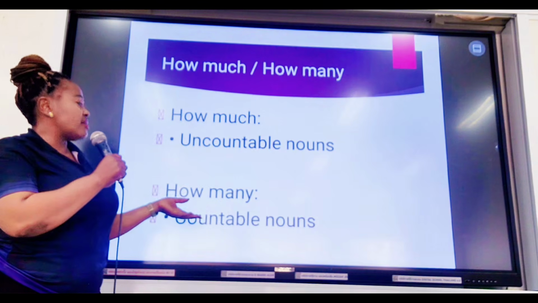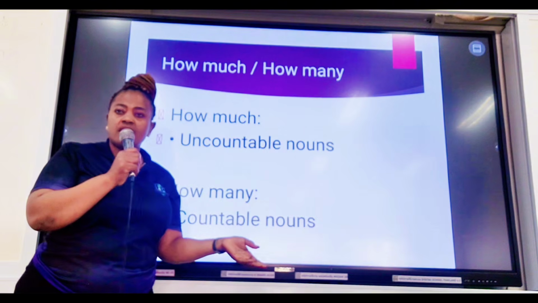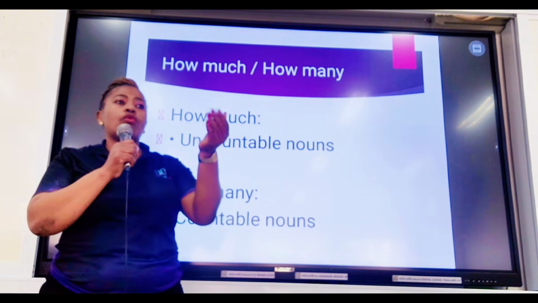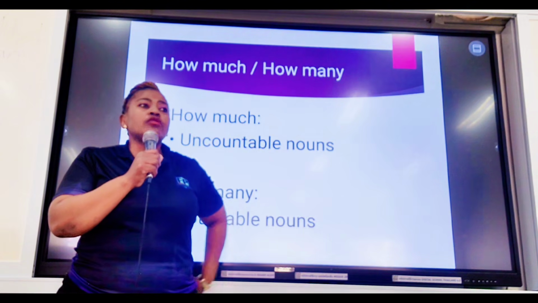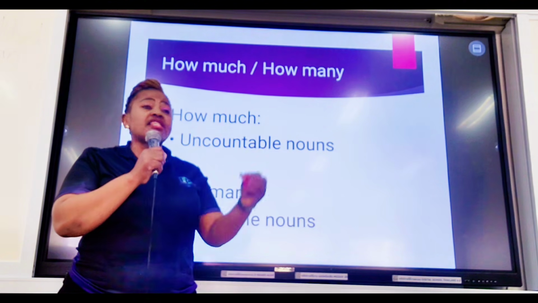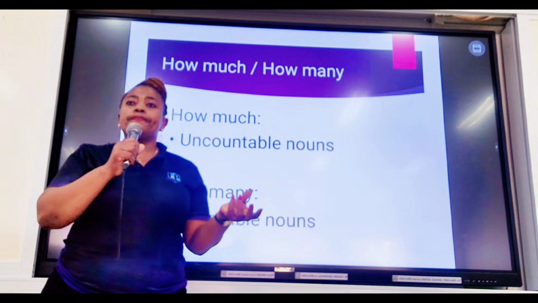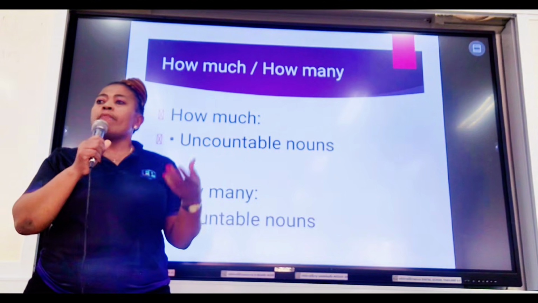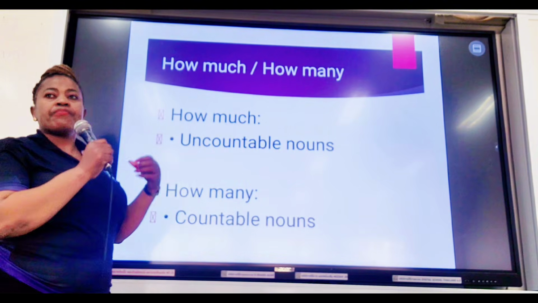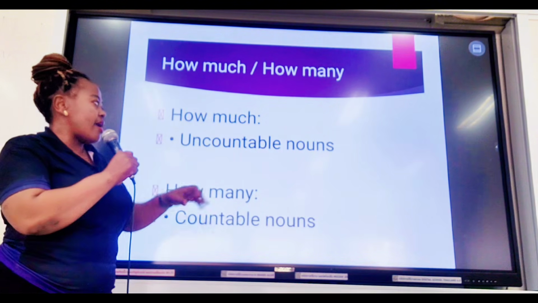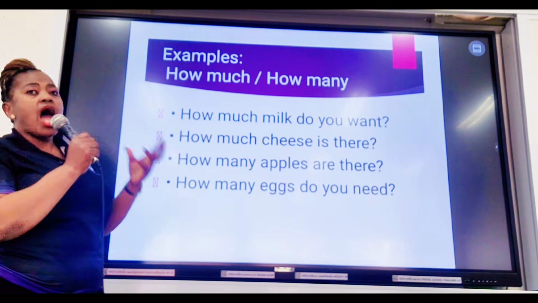Okay, the next is how many. We use how many for countable nouns. What are countable nouns? Things that we can count. Very good. Countable nouns are things that we can count. For example, books, tables, chairs, classrooms, people, etc.